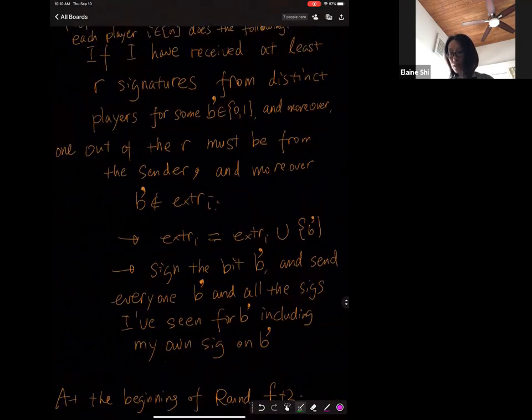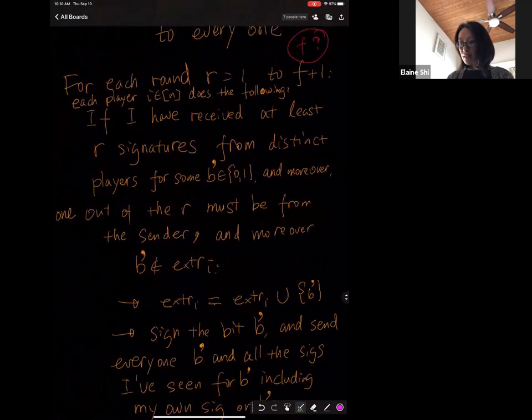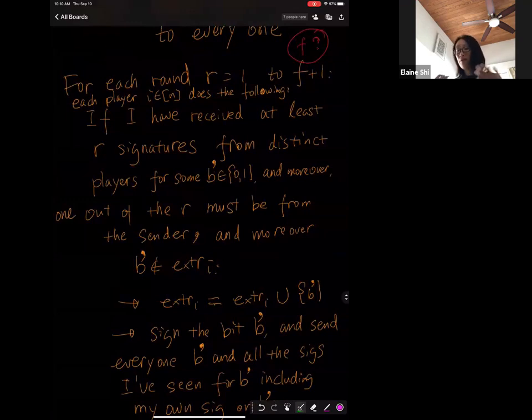Let's look at the protocol again. The thing to keep in mind is if we are in round R, we want to look for at least R signatures. It can be more than R, but we want to look for at least R signatures on either bit. And if we have found R signatures on either bit, we check if I have this bit in my extracted set, because this is a bit that many people believe in. I want to make sure I'm consistent with other people. So if many people have signed it, the notion of many varies according to the round R.